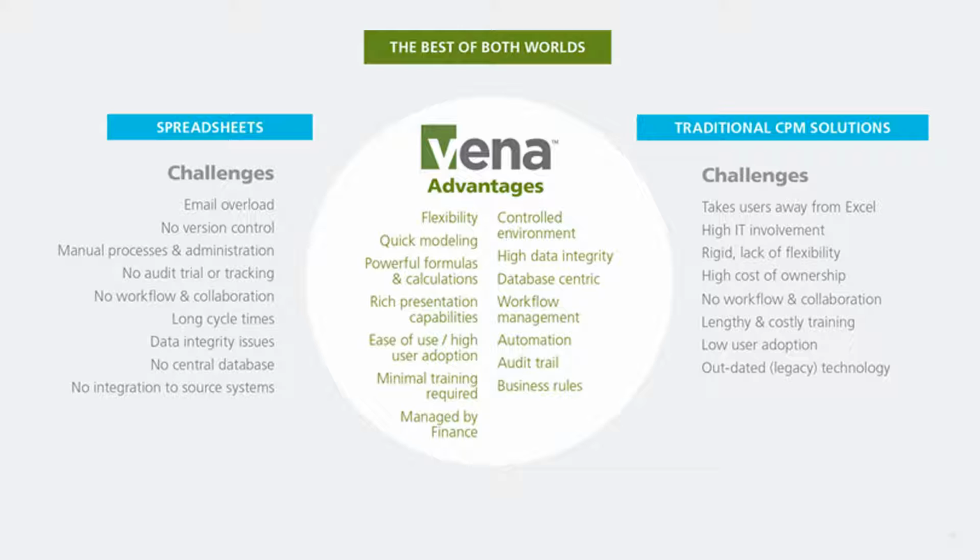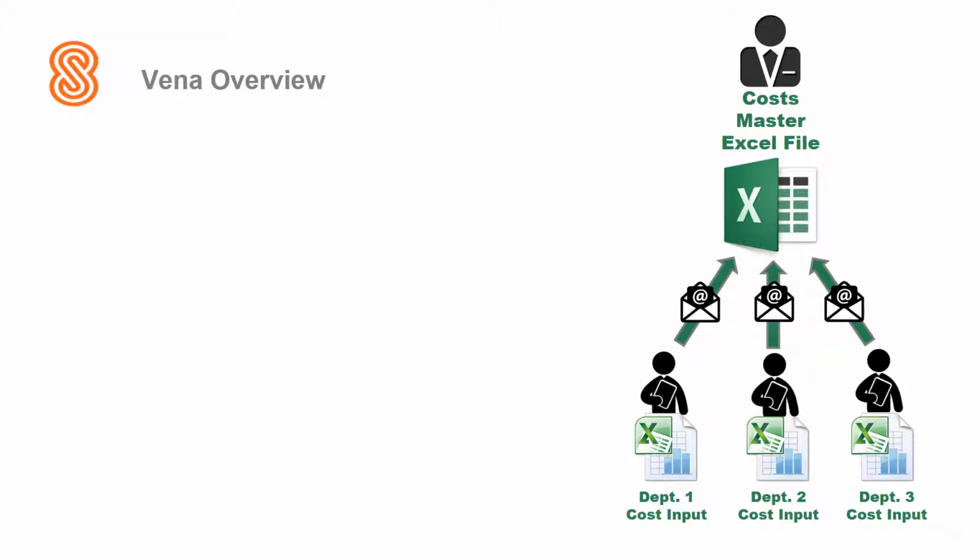How can Vena solve all these inefficiencies and simultaneously preserve the best qualities of Excel, combining the best parts of both worlds? By adding a workflow that allows getting rid of multiple emails and which assigns each task to the users with the corresponding templates.